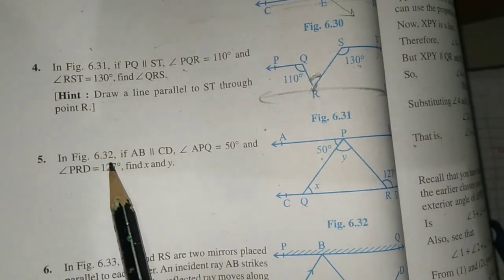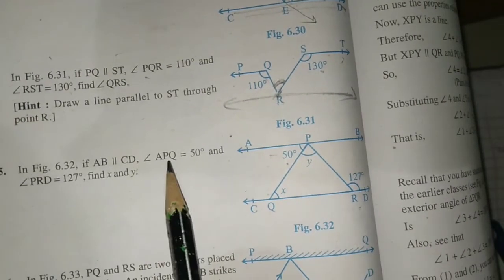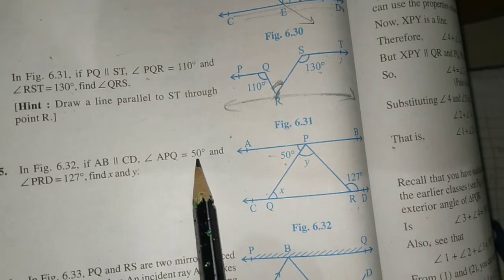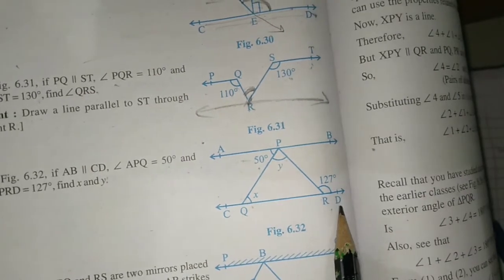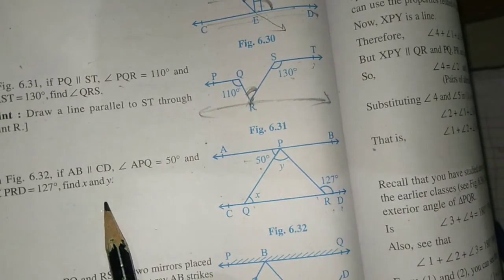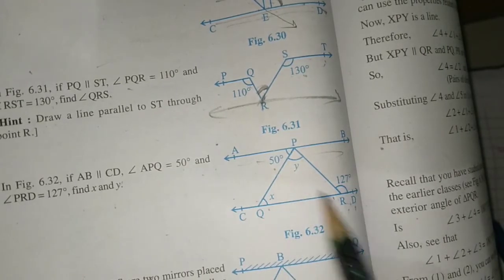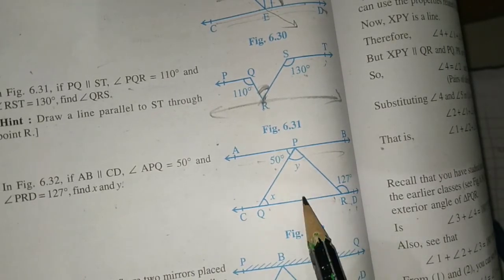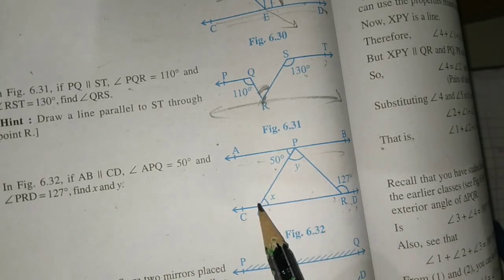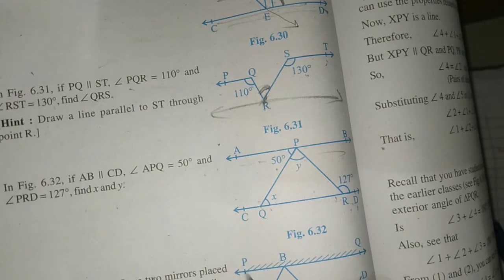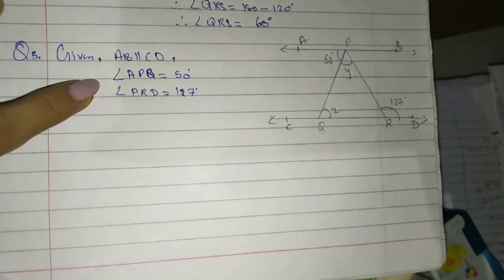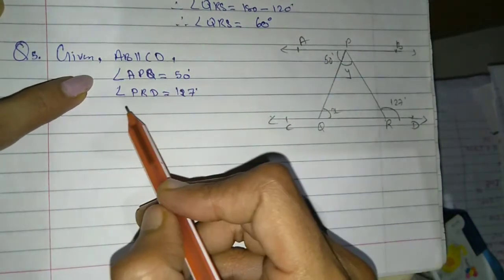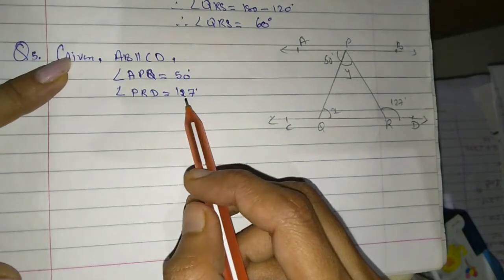Question number 5. In figure 6.32, if AB parallel to CD, this AB is parallel to CD, angle APQ equal to 50 and angle PRD equal to 127. Find X and Y. Now these are parallel lines. Two angles we had given. Another we have to find. Okay, X and Y we have to find. So how can we find this? Let us see. Whichever we had given, I have written here: AB parallel to CD, angle APQ equal to 50, angle PRD equal to 127.